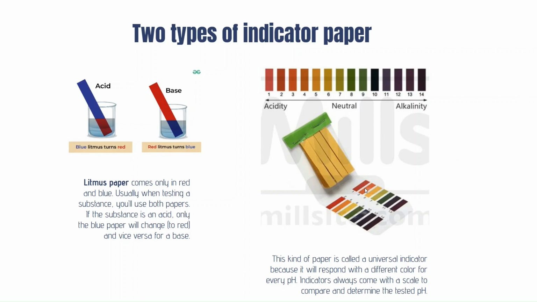So in that kind of situation, something like a universal indicator might be a little bit more useful, because in that case, when I dip this paper into solution, it's going to change color according to this scale. So it'll turn red if it's really acidic, and then if it's only a little bit acidic, it might turn a little bit green, and then if it's really basic, it'll turn blue or purple. So it gives us a little more info.